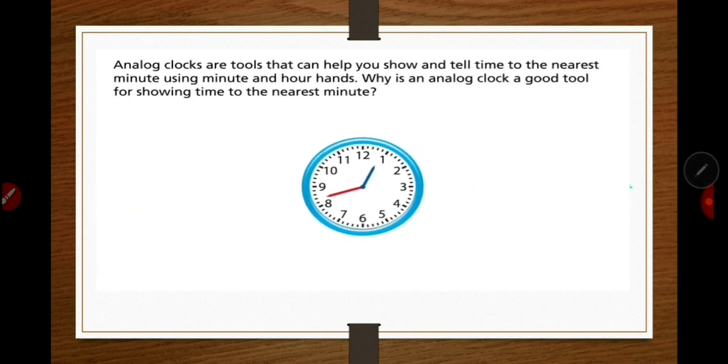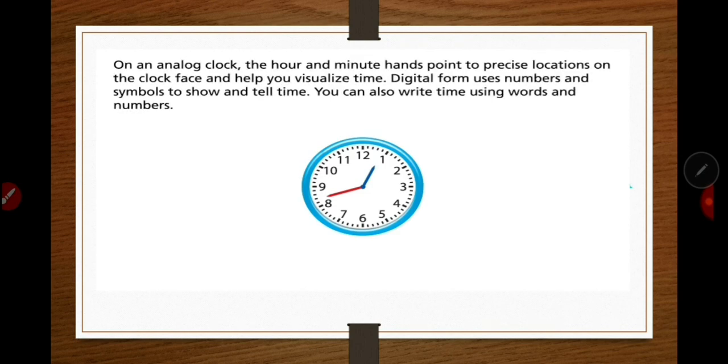Analog clocks are tools that can help you show and tell time to the nearest minute using minute and hour hands. Why is an analog clock a good tool for showing time to the nearest minute? On an analog clock, the hour and minute hands point to precise locations on the clock face and help you visualize time. Digital form uses numbers and symbols to show and tell time. You can also write time using words and numbers.